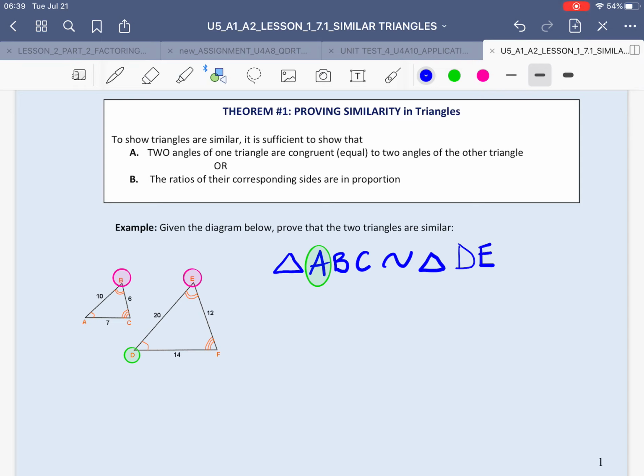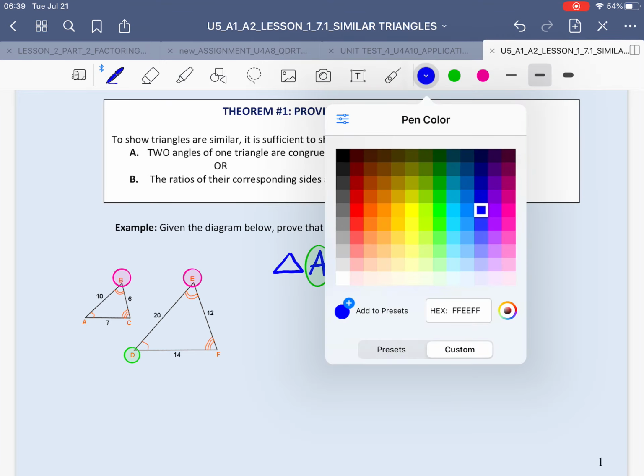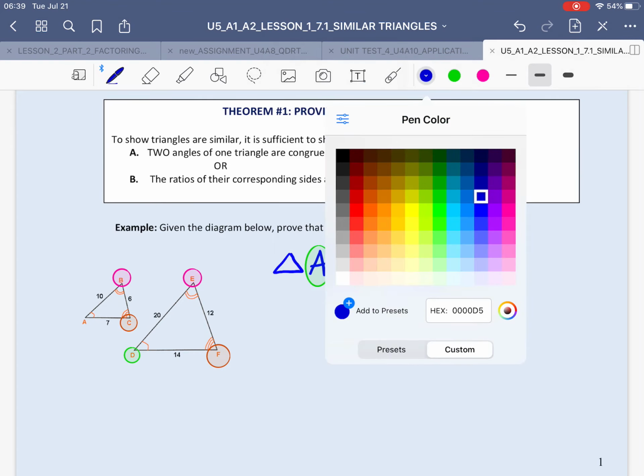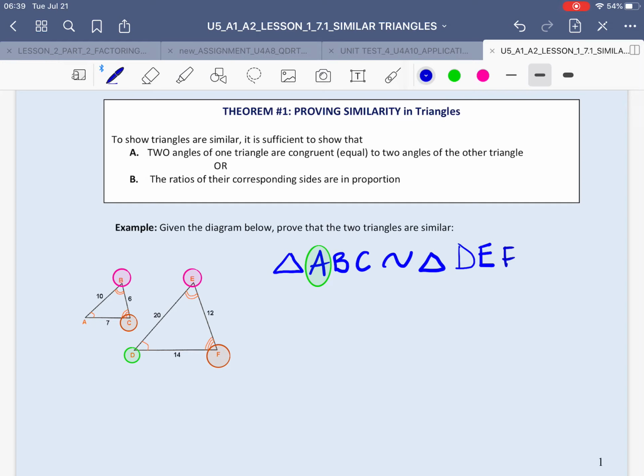Last but not least is angle C. For angle C, we are going to say that angle C equals angle F. So therefore, the last angle that I want to write in here is the angle F. In other words, we're going to say triangle ABC is similar to triangle DEF. Let me make this point clear here. Okay? So why do we want to do this?